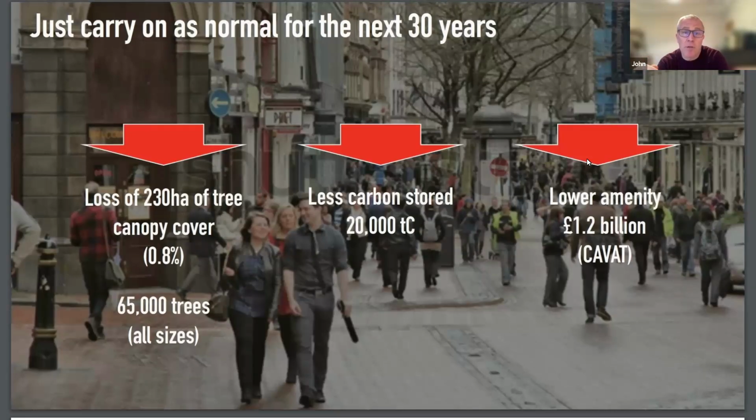This is on the back of losing some 65,000 trees. Now that's an average figure for all trees in all their different sizes across Birmingham, whether street trees, woodland trees, back garden trees. So those are headlines, but to make sense of them, we need a little context. So next slide, please.